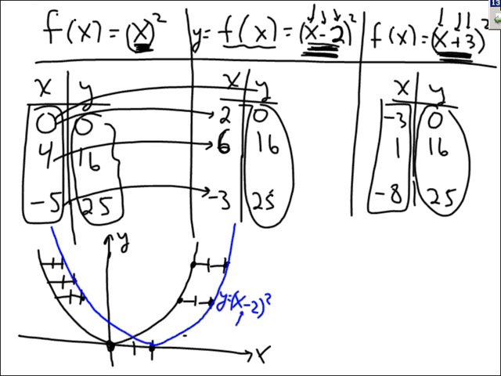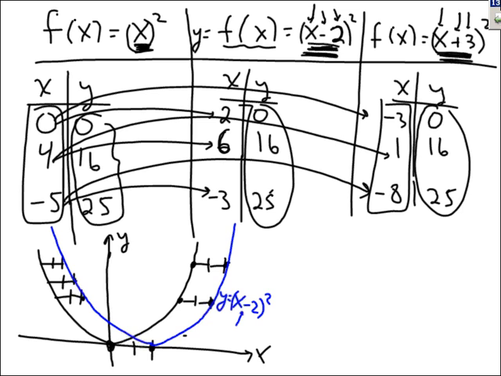Well, 0 to negative 3, it went down 3, 3 less. 4 minus 3 is 1. Negative 5 minus 3 is negative 8. That is, to get the same y values, the x's need to be 3 less.